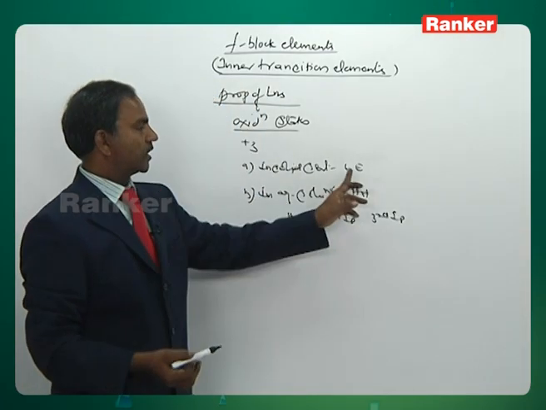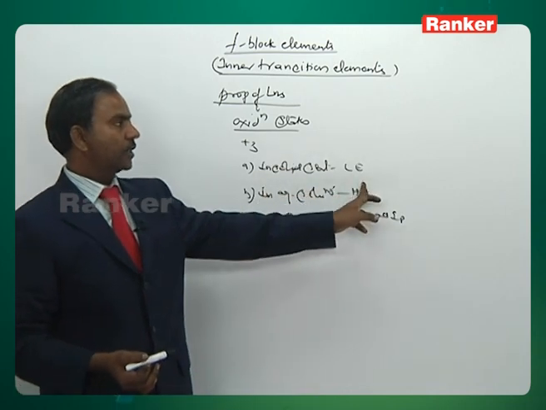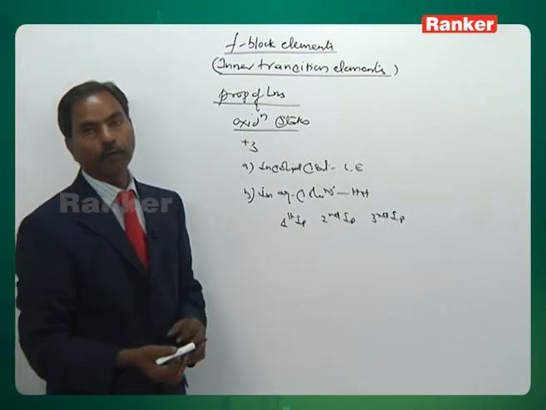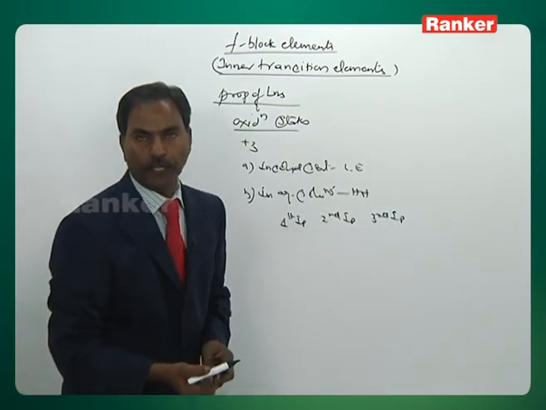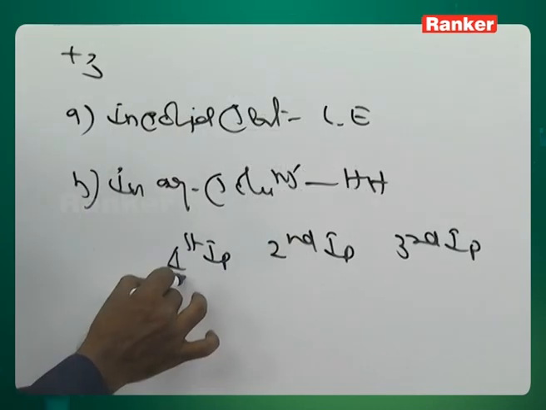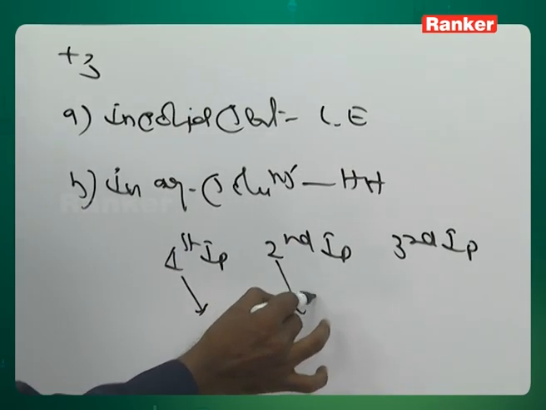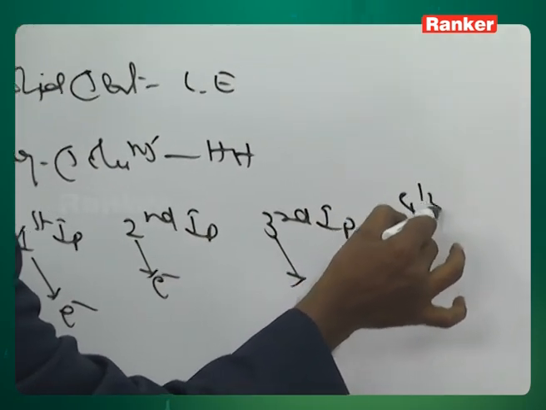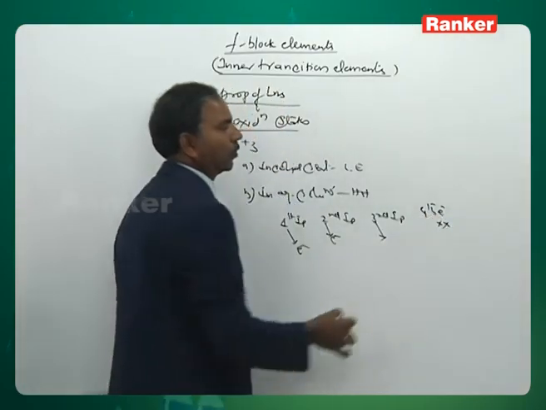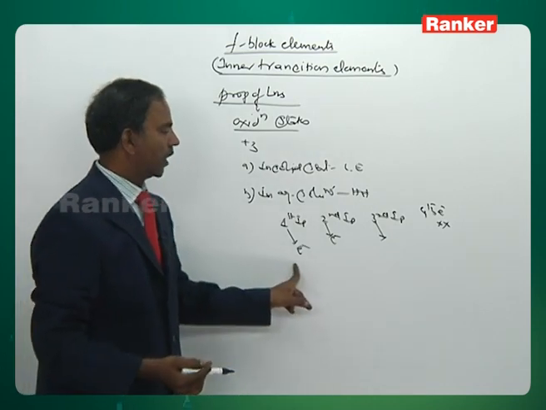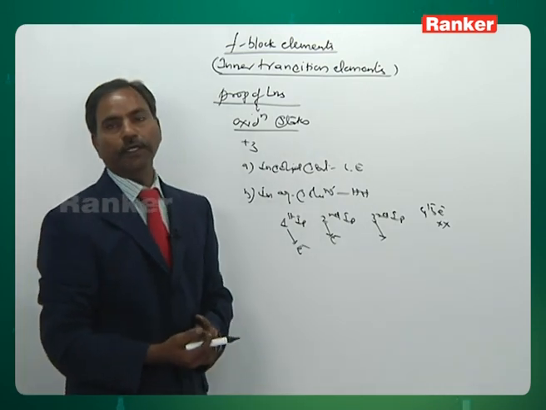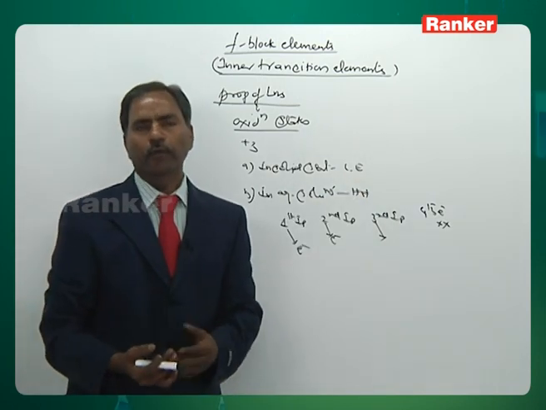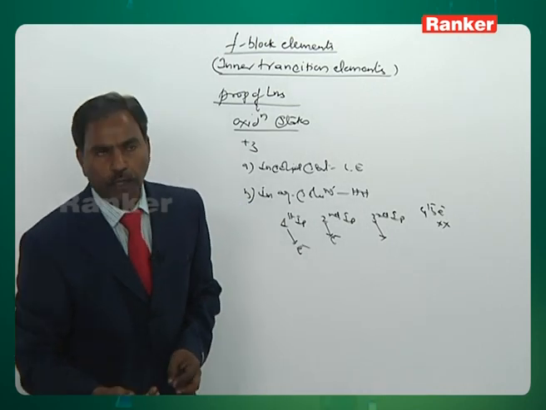So the lattice energies in the solid state, and in aqueous solution the heat of hydration, these two energy values are compensating the first 3 IP values. Therefore, they easily lose the first, second and third electron, but it is difficult to lose the fourth electron. Therefore, they commonly exhibit what? +3 oxidation state.